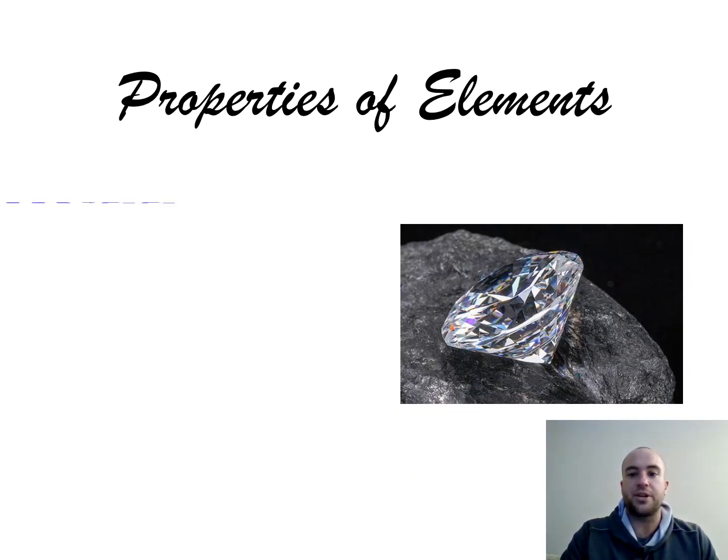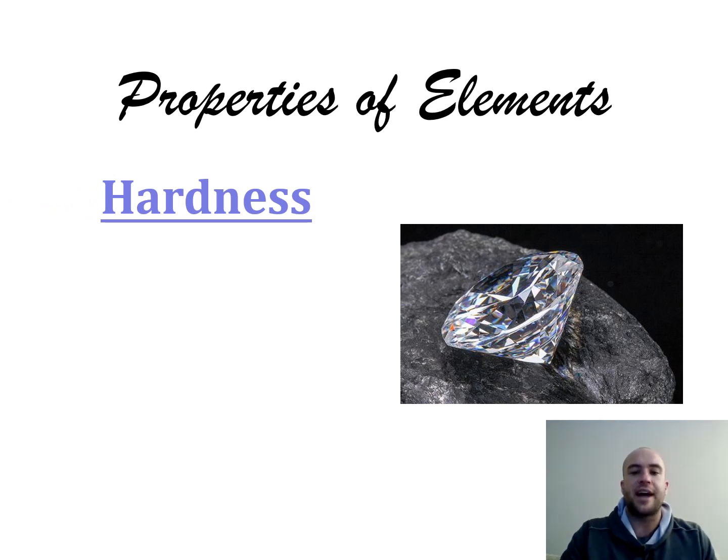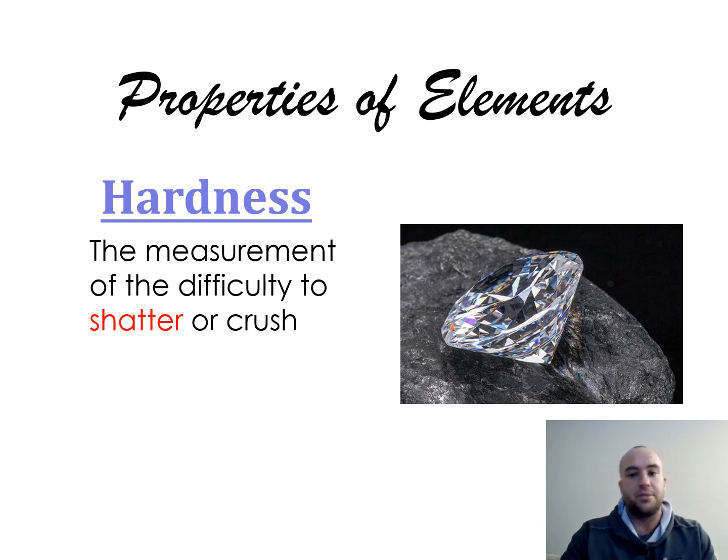Another property, pretty cut and dry: hardness. So we have a diamond. That's one of the hardest substances on our planet, and it's just that simple. How hard is it? By definition, it's the measurement of the difficulty to shatter or crush. Some elements are going to be harder than others, and they're placed in specific groups or periods of the periodic table based on that.